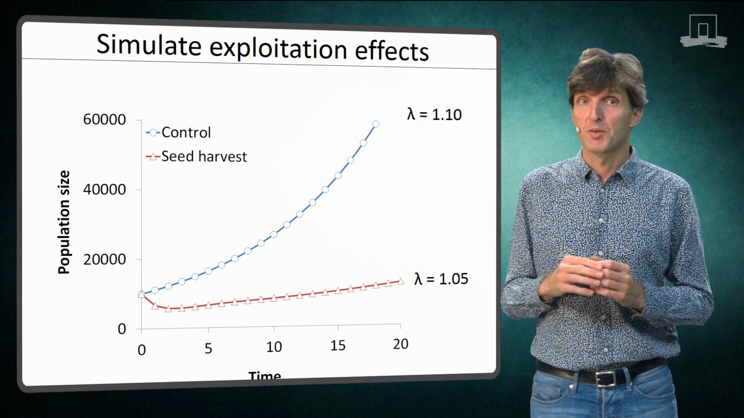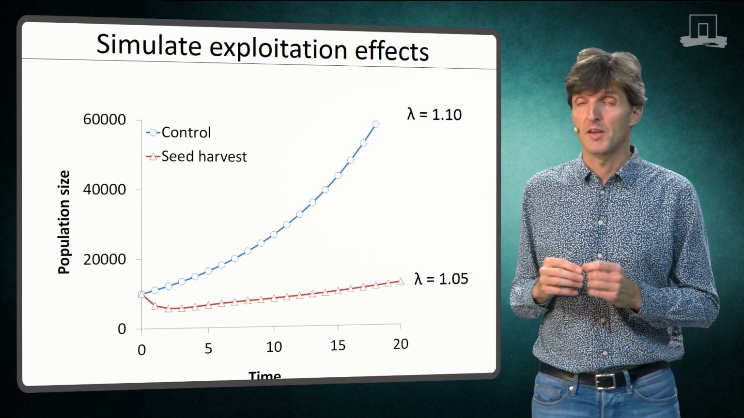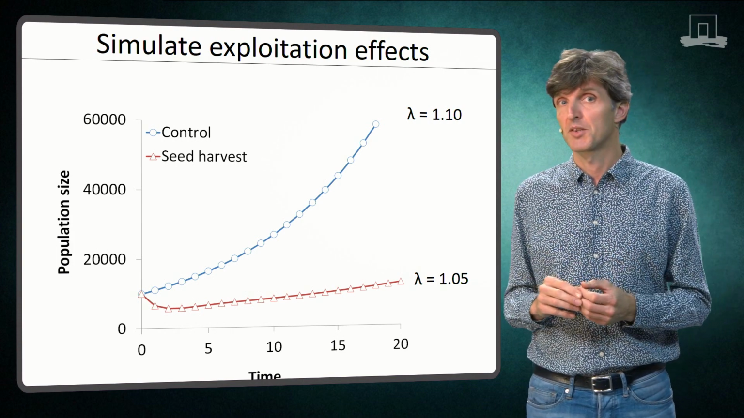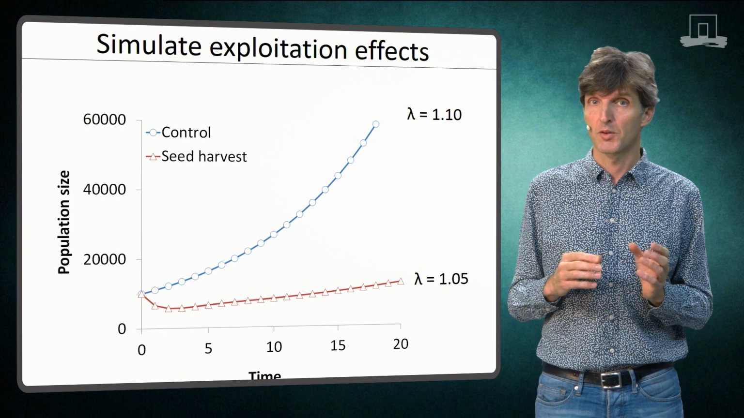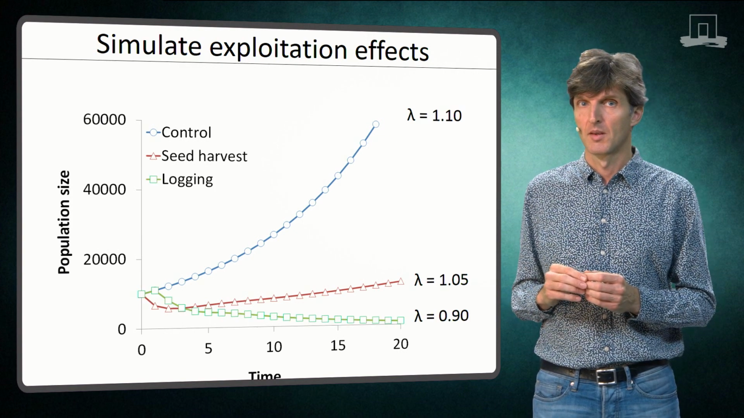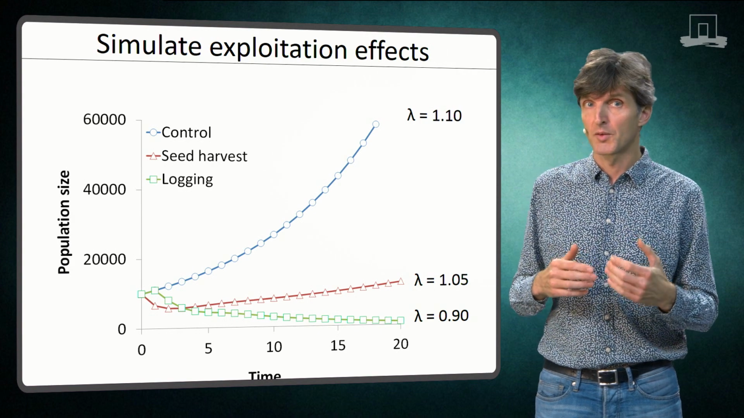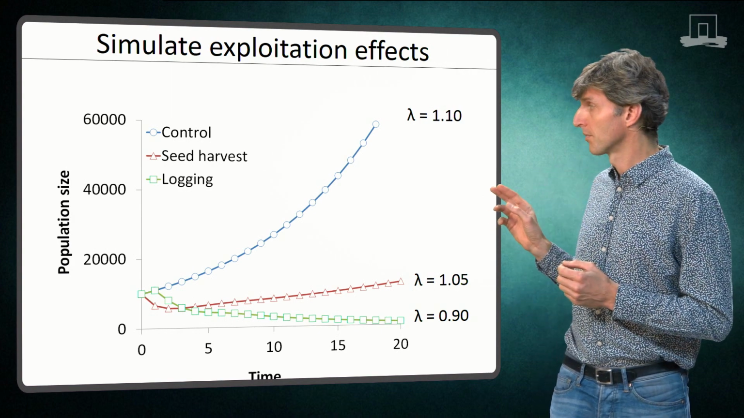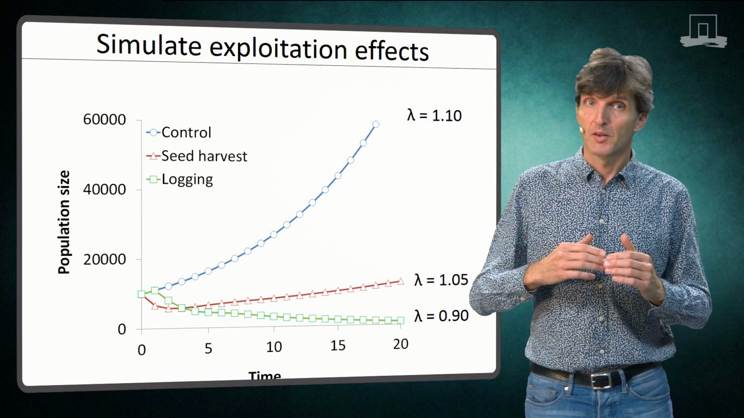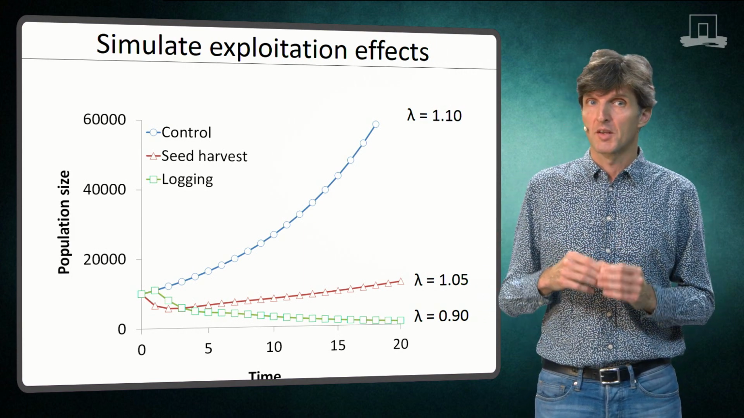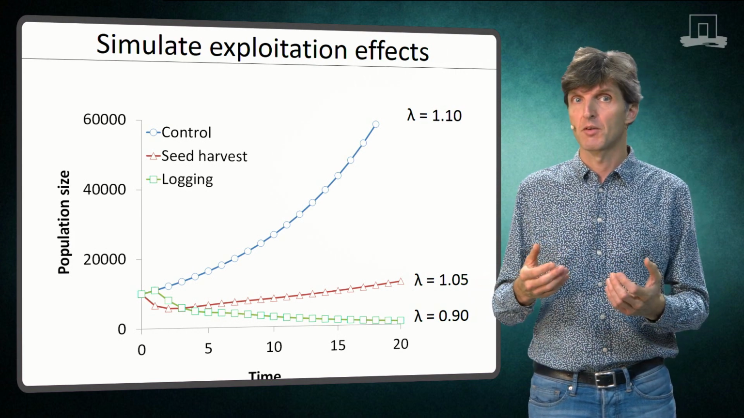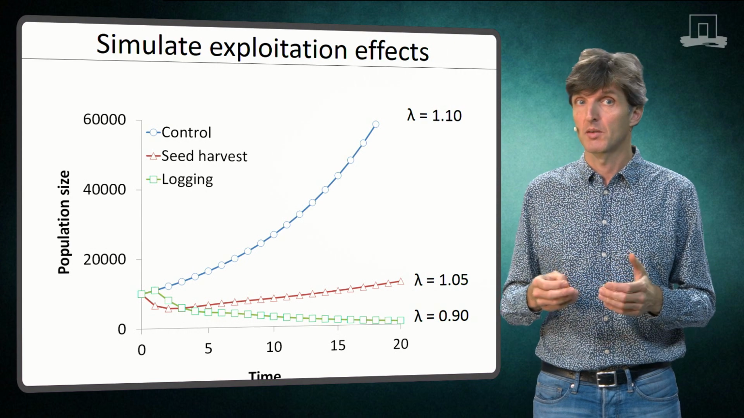The population with 60% seed harvesting is declining initially and then growing again. Lambda, the asymptotic population growth rate, is also higher for the control population compared to the seed harvesting population. Now we add the growth of the logged population over here. This population declines rapidly and the lambda value is below 1. This implies that the logged population will continue to decline, so population growth is more strongly affected by logging than by seed harvesting.